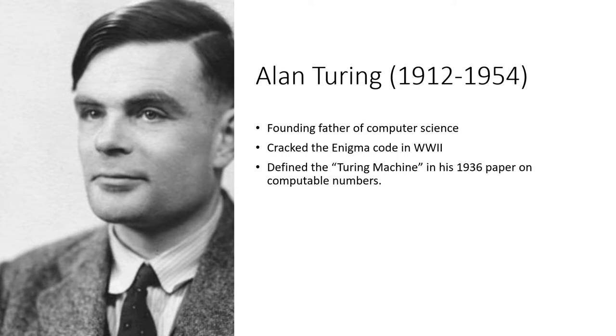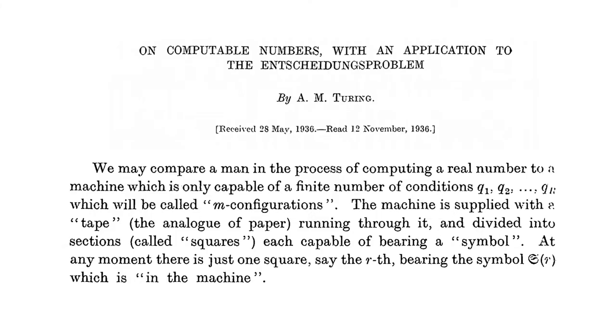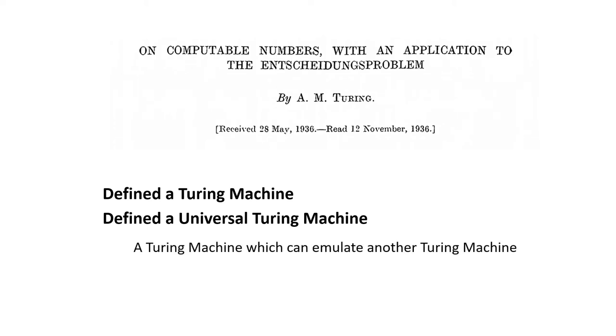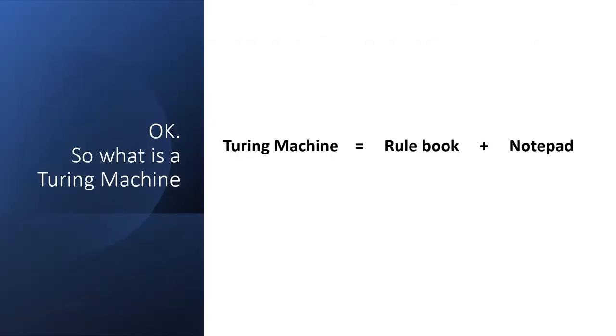In his 1936 paper, he formalized what we tend to do naturally in mathematics. In his paper, On Computable Numbers with an Application to the Entscheidungsproblem, he not only solved this problem, but he also defined a Turing machine and a universal Turing machine, which is a machine that can emulate any other Turing machine. And I think a Turing machine can be defined as being a rule book and a notepad. But we also need to point it to our current rule, and we need to keep track of where we are on the notepad.